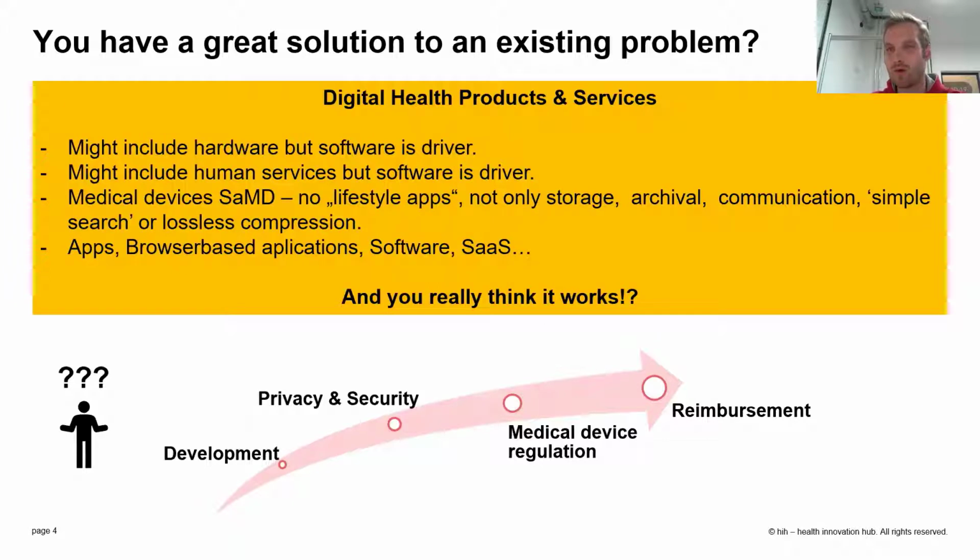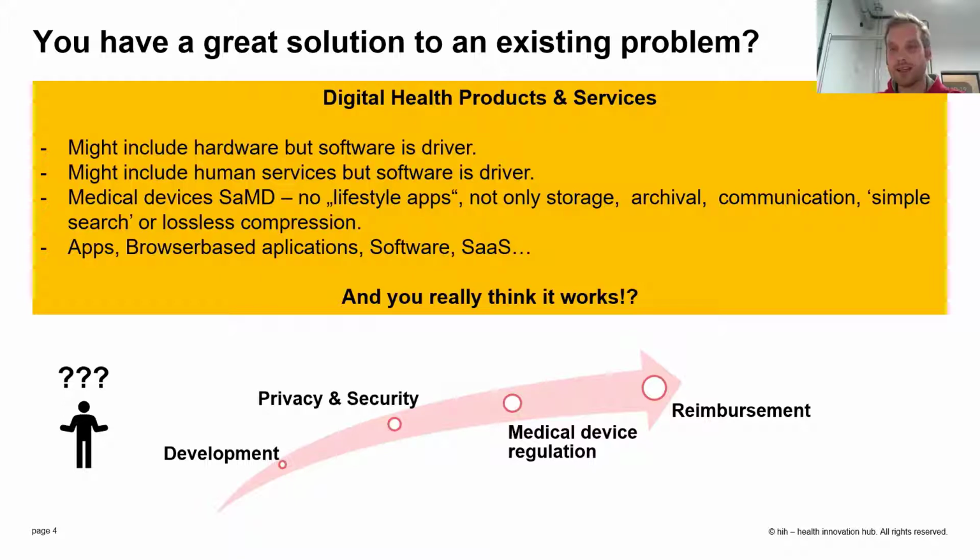And if you think that your digital solution works somehow, you might ask yourself, so what are the steps to do? First of all, of course, you have to develop it somehow. That's something that you know much more about than I do. Hendrik knows a lot about that as well. And then you already heard about privacy and data security issues, especially in Germany, but all over Europe. And then after some time, you have to think about the medical device regulation. So the regulation of medical devices. I'm not talking about the European medical device regulation in particular here.